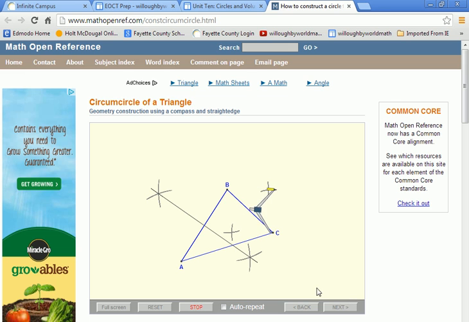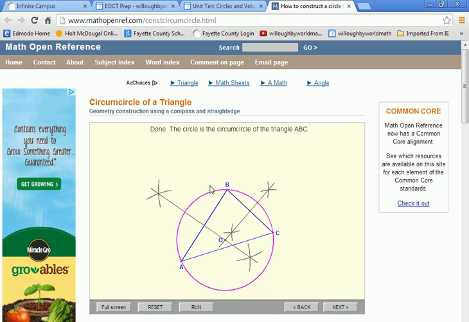Remember with a circumcenter, it doesn't have to be inside the triangle. It'll be outside if your triangle is obtuse, and on it if the triangle is right. And there we go. The circumcenter gave you a circumscribed circle about the triangle.